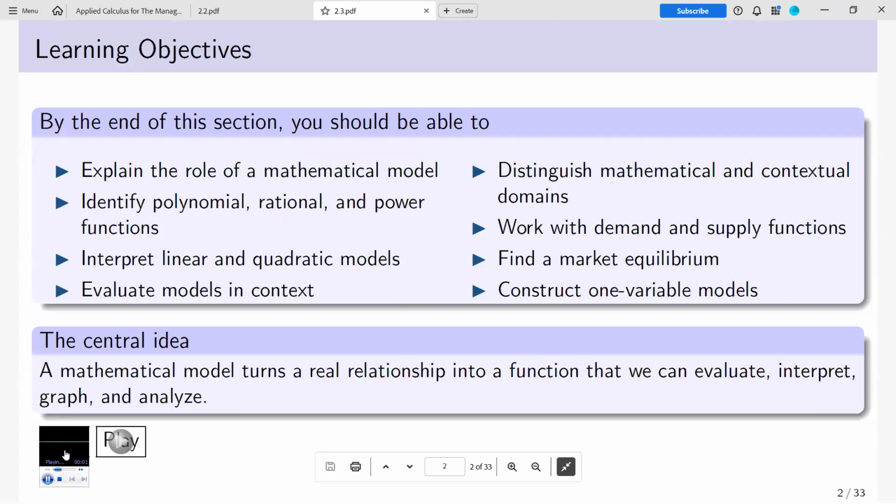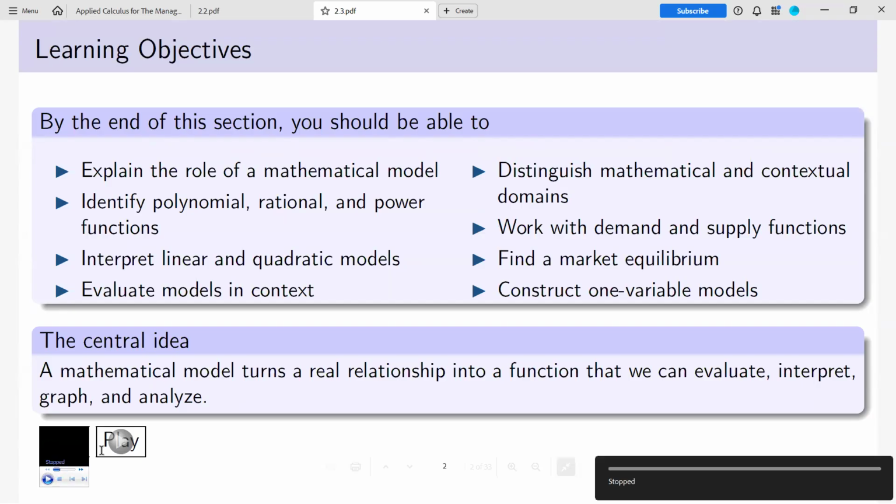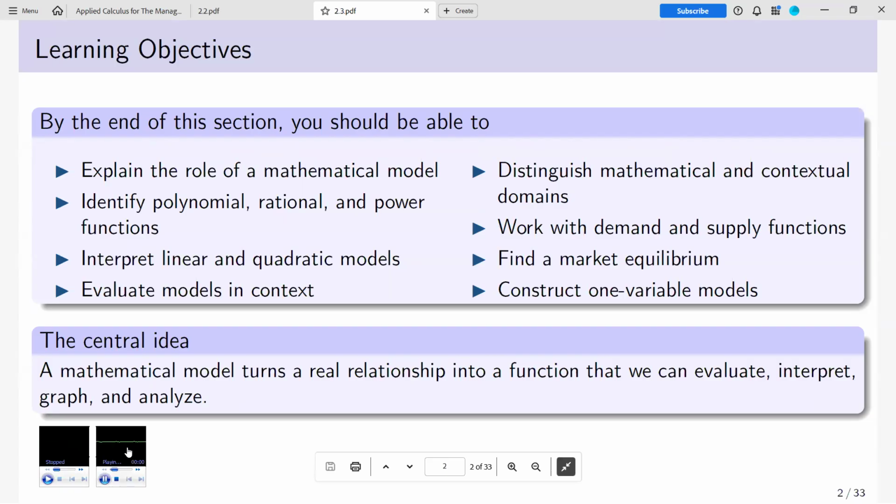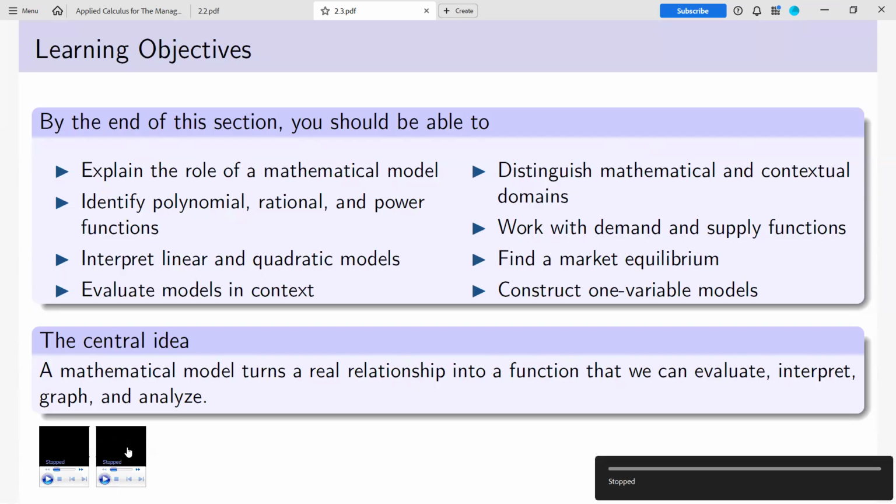Welcome to section 2.3. We will use functions to describe real relationships, study several important families of models, find market equilibrium, and construct models from verbal conditions. The goal is not merely to manipulate formulas. We want to understand what each variable means, what inputs are reasonable, and what the model tells us about the situation.